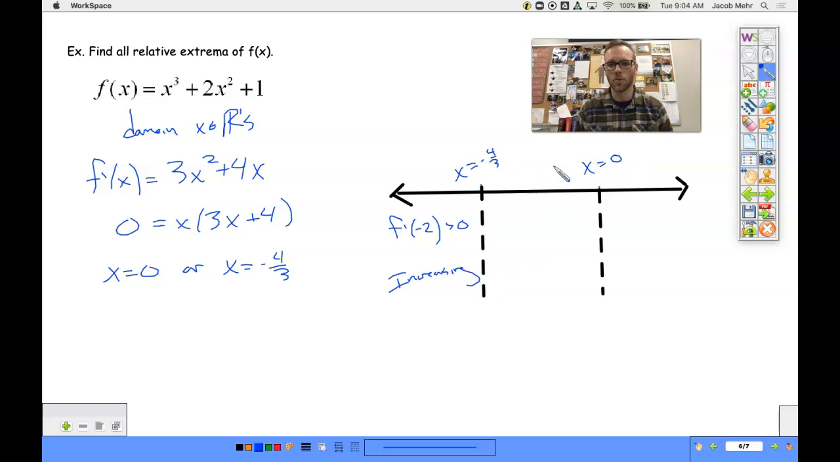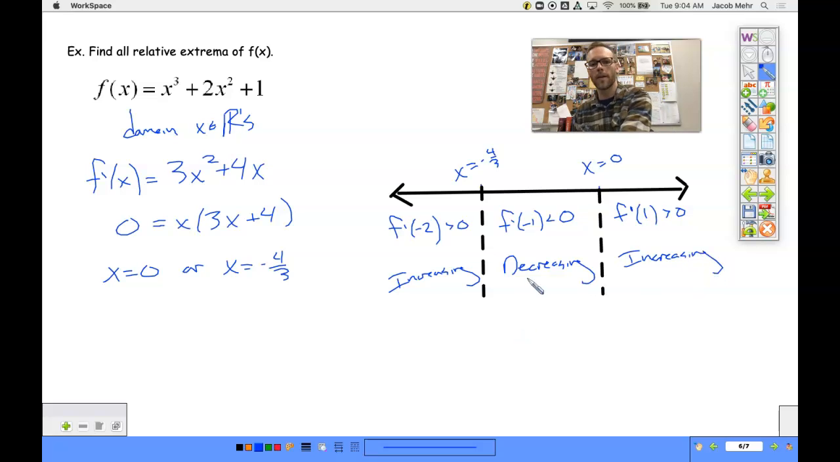Now I'm going to test the value between these two. I'm going to pick negative 1. f prime of negative 1: 3 times negative 1 squared plus 4 times negative 1. I get negative 1. So here it's negative. The function is decreasing. Lastly, let's pick a value to the right. I'm going to pick 1 and put it into f prime. 3 times 1 squared plus 4 times 1, that is positive. The function is increasing. So what do we have for extrema?